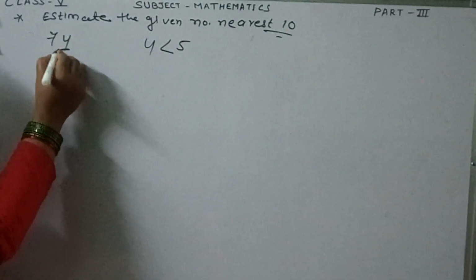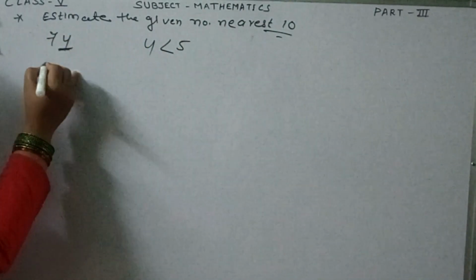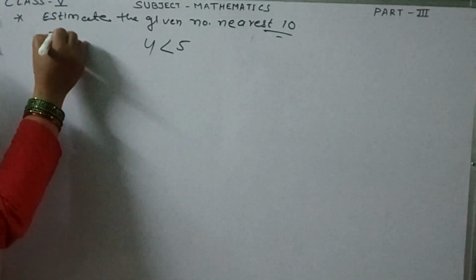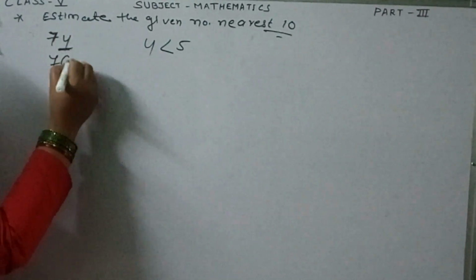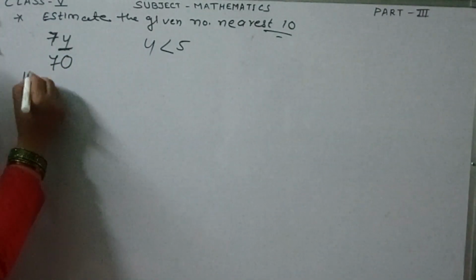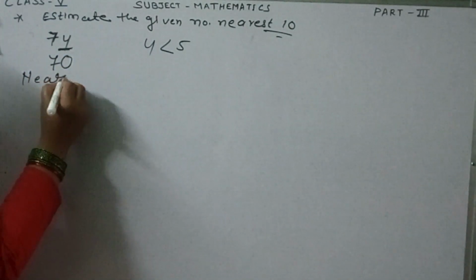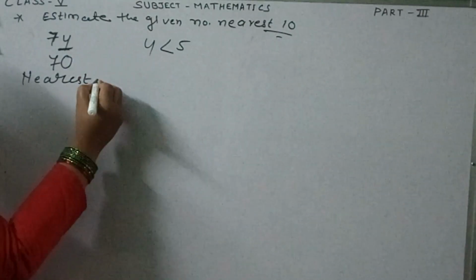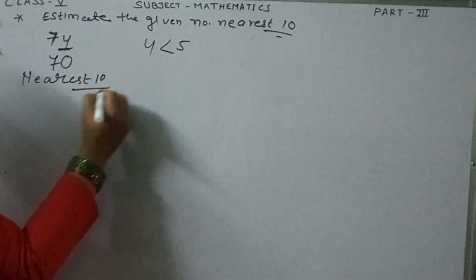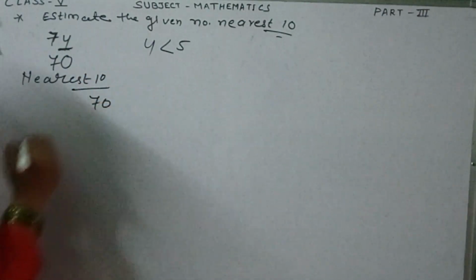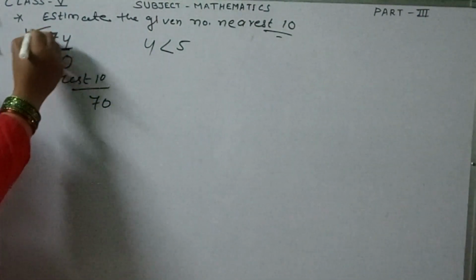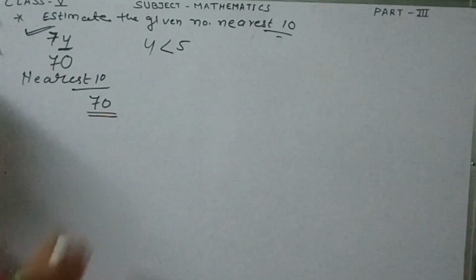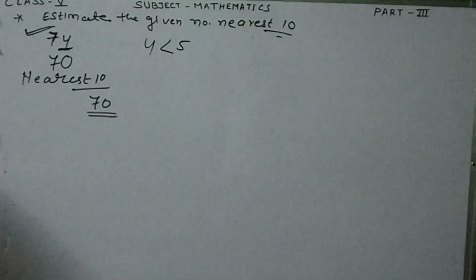If 4 is less than 5, then there is no need to add one more here. Simply you write 7 and the ones digit becomes 0. The nearest 10 will be 70. The answer will be 70. The estimated value of 74 is 70.